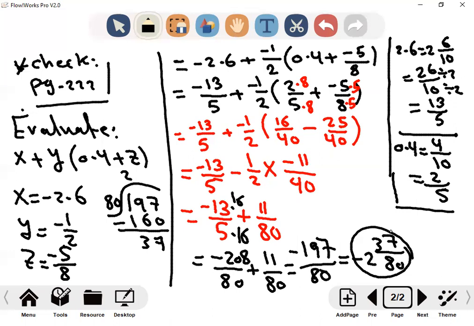Done? Simplest form. But if you wanted decimal, what will you do? You will divide the 37 by what? 80. You will have 0 point something, right? Erase the 0 by what? Negative 2. Exactly. It's the correct answer.